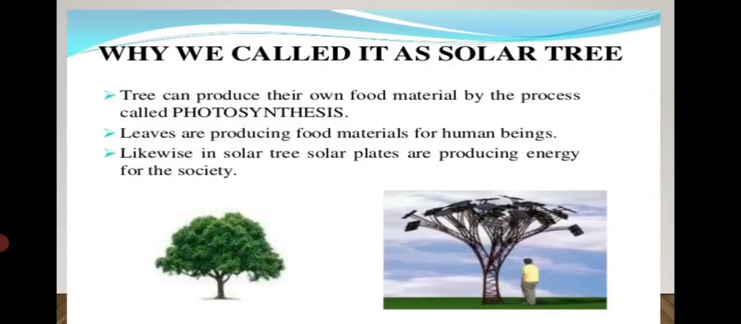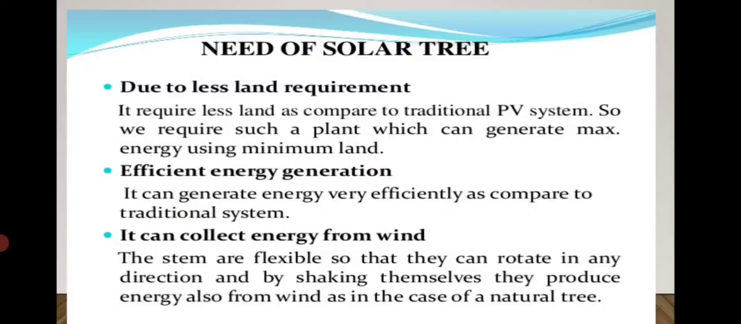Then why we called it as solar tree. Trees produce their own food material by the process called photosynthesis. Leaves are producing food materials for human beings. Likewise, in solar tree, solar plates are producing energy for the society. Let's come to the next point.